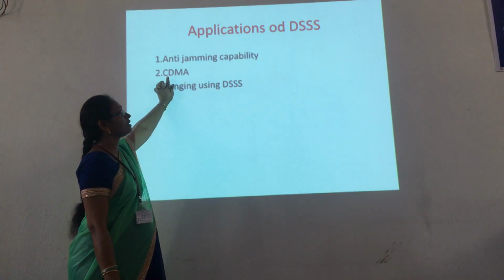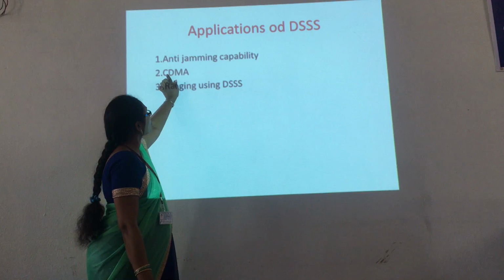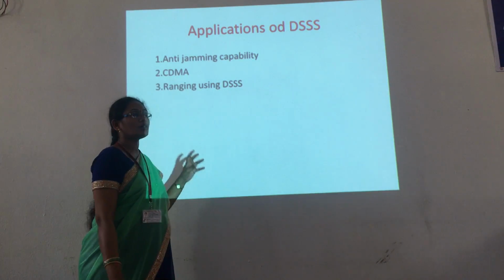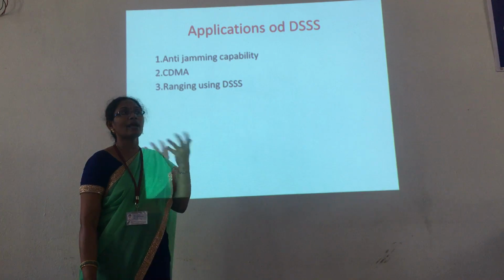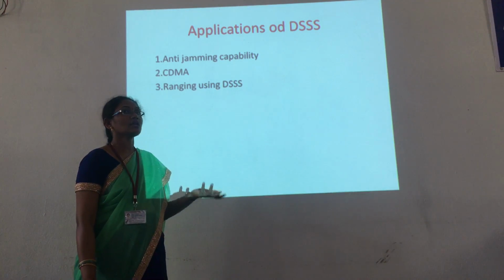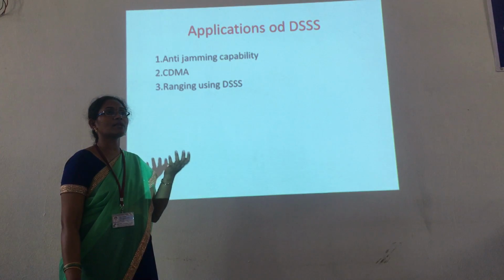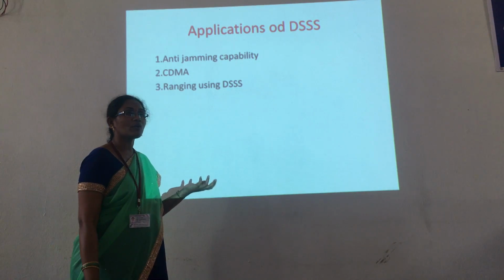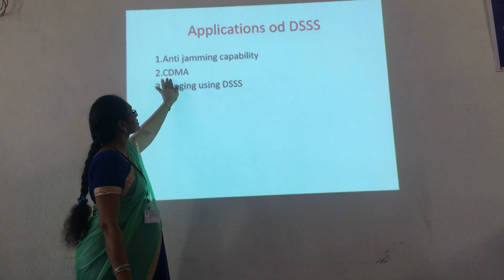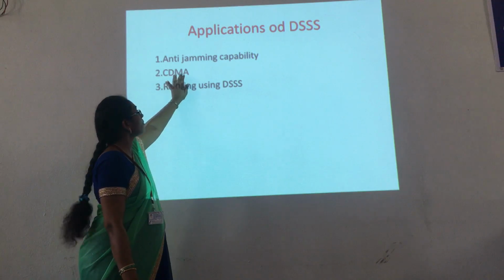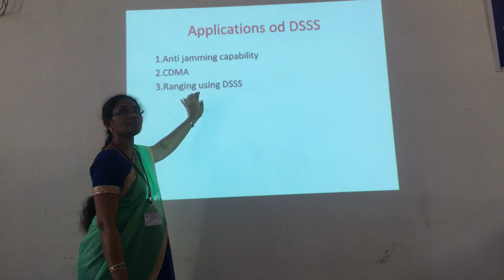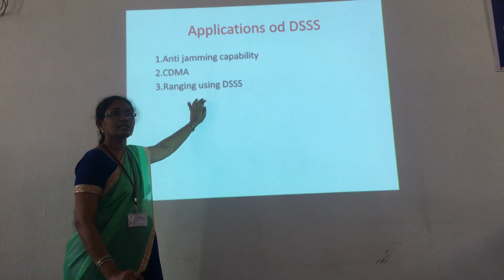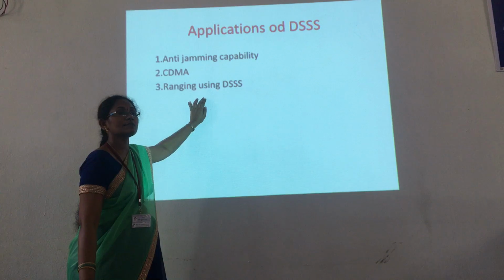The other one is direct code division multiple access. Code division multiple access is one technique of multiple access. You have different types: time division multiple access, frequency division multiple access, and the other one is code division multiple access. And ranging using direct sequence spread spectrum: ranging is nothing but finding the distance of a spacecraft.